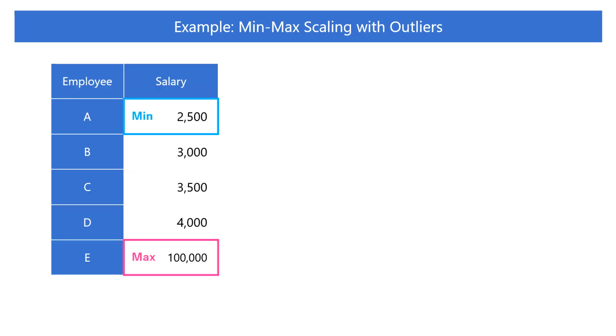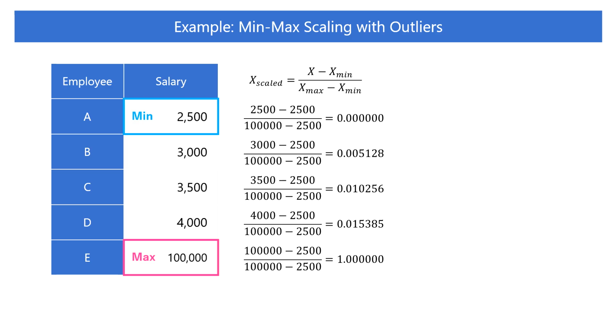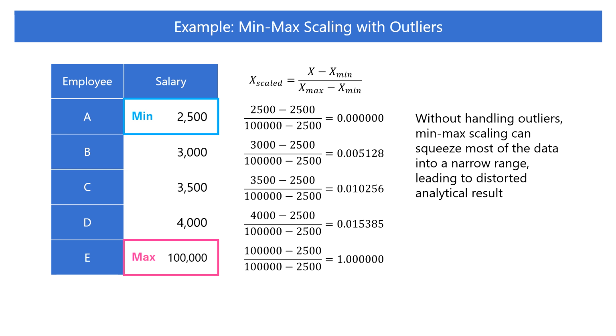Let's see an example of a dataset with outliers. The simple example is an employee's salary dataset. In this dataset, the employee A is an outlier, whose salary is extremely high. Using the formula, let's compute the scale values of each case. As we can see, the scale values were compressed into a narrow range. Without handling outliers, min-max scaling can squeeze most of the data into a narrow range, leading to distorted analytical result.